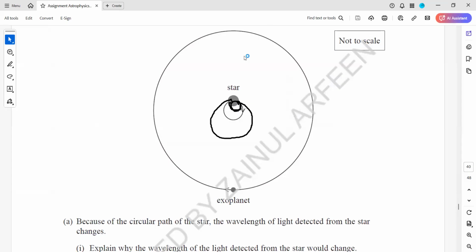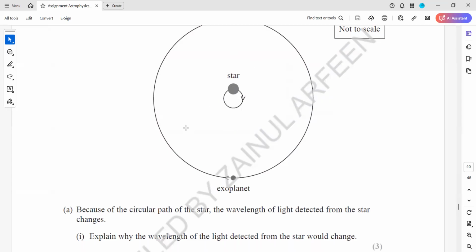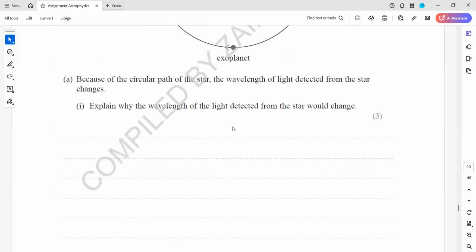Is it clear? This concept? Any doubt in this?